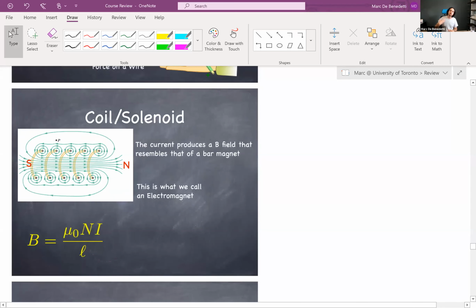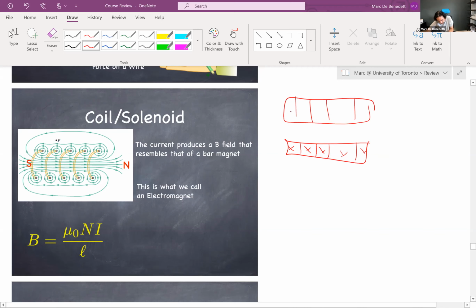We then moved on to using Ampere's law to solve for some B fields. So for instance, in a coil, by the way, this is a throwback to your midterm question. The midterm question had two plates of current. I think the bottom plate had current into the page and the top plate perhaps had current out of the page. And we asked you to find the B field in this location, the B field in this location, and the B field in this location.